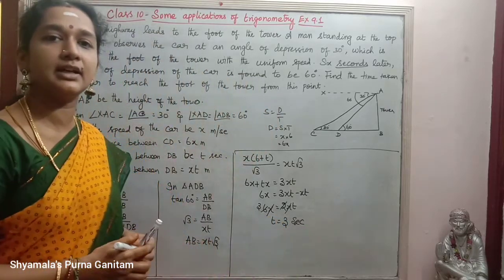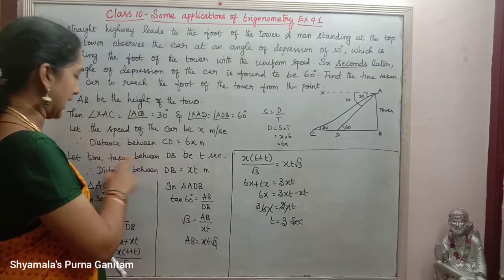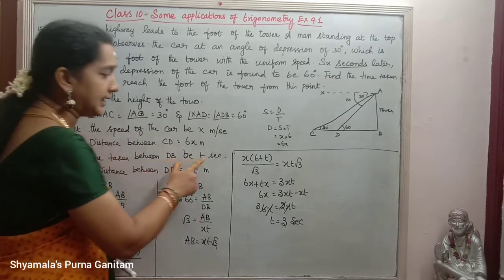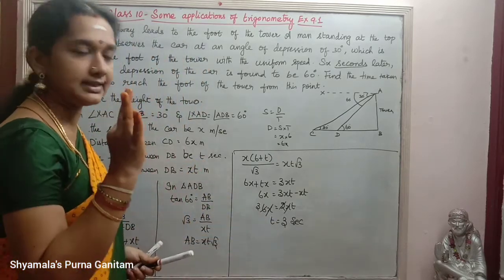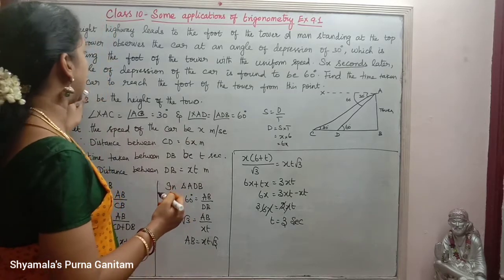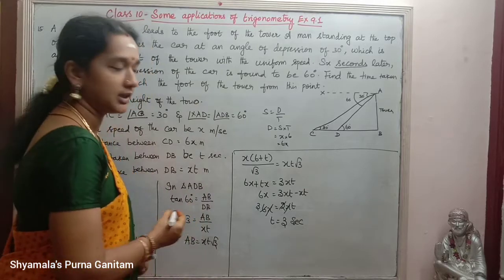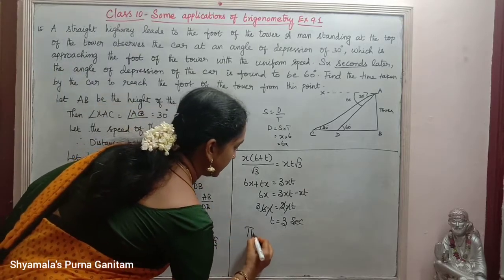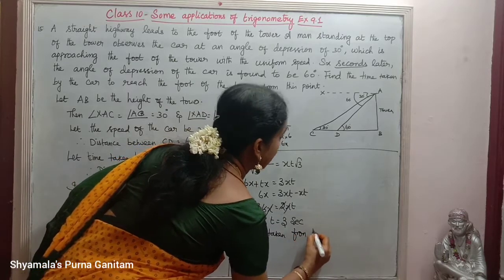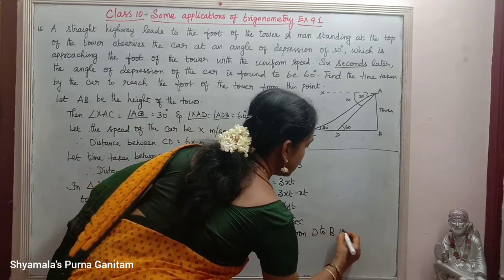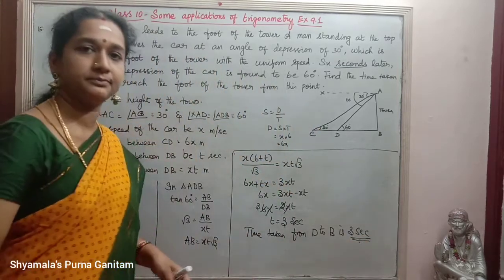3 seconds is the time taken we got. We have taken the time taken between D and B as t seconds. So that t seconds we got as 3 seconds. So the time taken by the car to reach the foot of the tower from this point, that is, from D to B, is 3 seconds. This is only what we are asked to find.